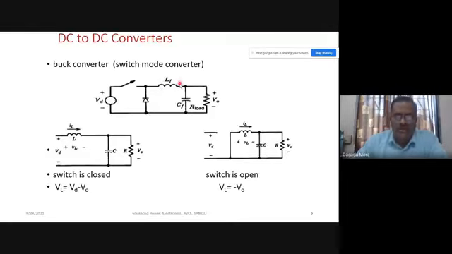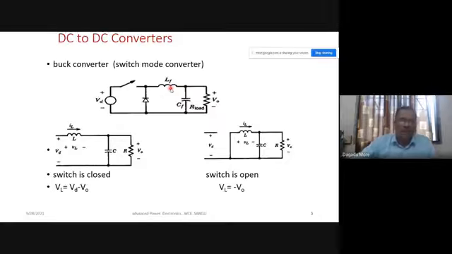This is the basis for finding the relationship between input voltage and output voltage of any DC to DC converter. Our theme is that the average voltage across the inductor over one cycle time will be 0. And here one cycle time corresponds to the duration of on time plus the duration of off time, the period T.